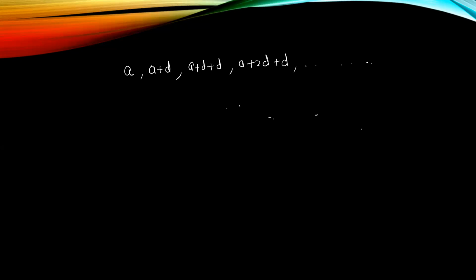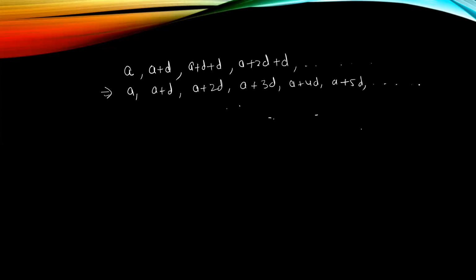So this is your sequence. Let's write it in a proper manner. This is a, this is going to be a plus d. Third term is going to be a plus 2d. Fourth term is going to be a plus 3d. Next is going to be a plus 4d. And then a plus 5d. And then so on.